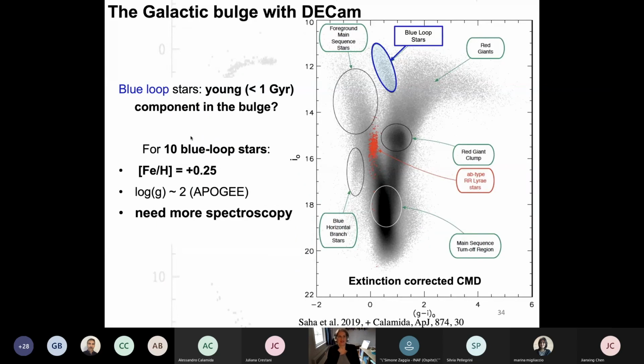Also, we have some wide field data for the bulge, not only the VVV survey in the infrared, but we actually observed the bulge with DECam, again, the amazing 62 CCD camera.